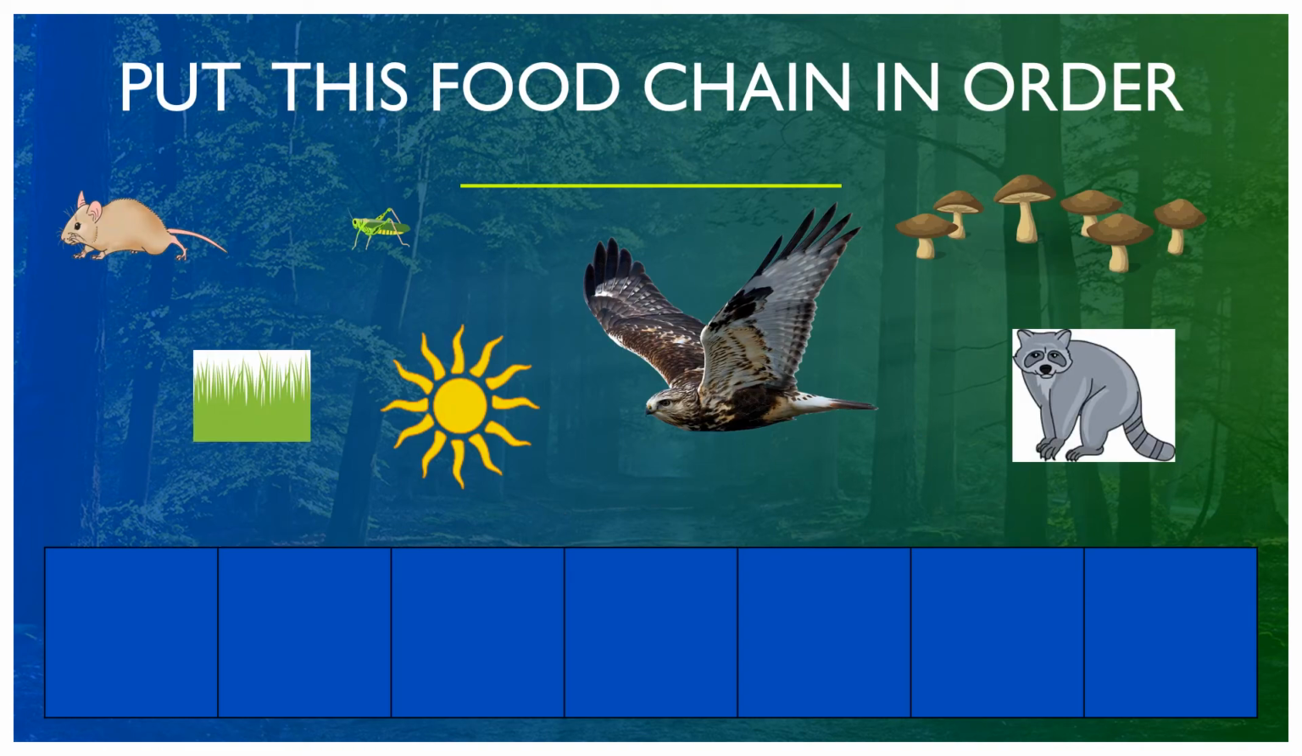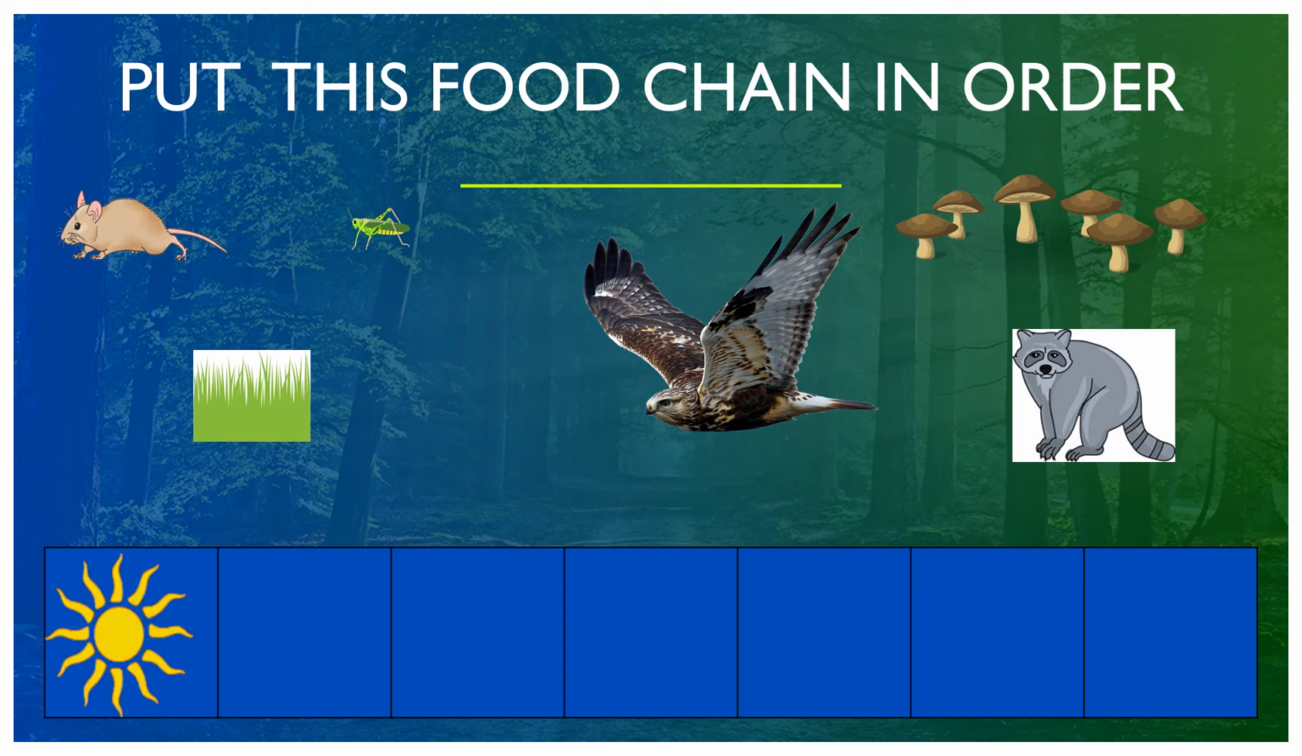Look at these organisms that are on the screen. They are all part of a food chain. There is a field mouse, grass, grasshopper, sun, a hawk, mushrooms, and a raccoon. I'd like to see if we can put this food chain in order. What do you think the very first part of this food chain is? If you said sun, you are correct. That is our energy source.